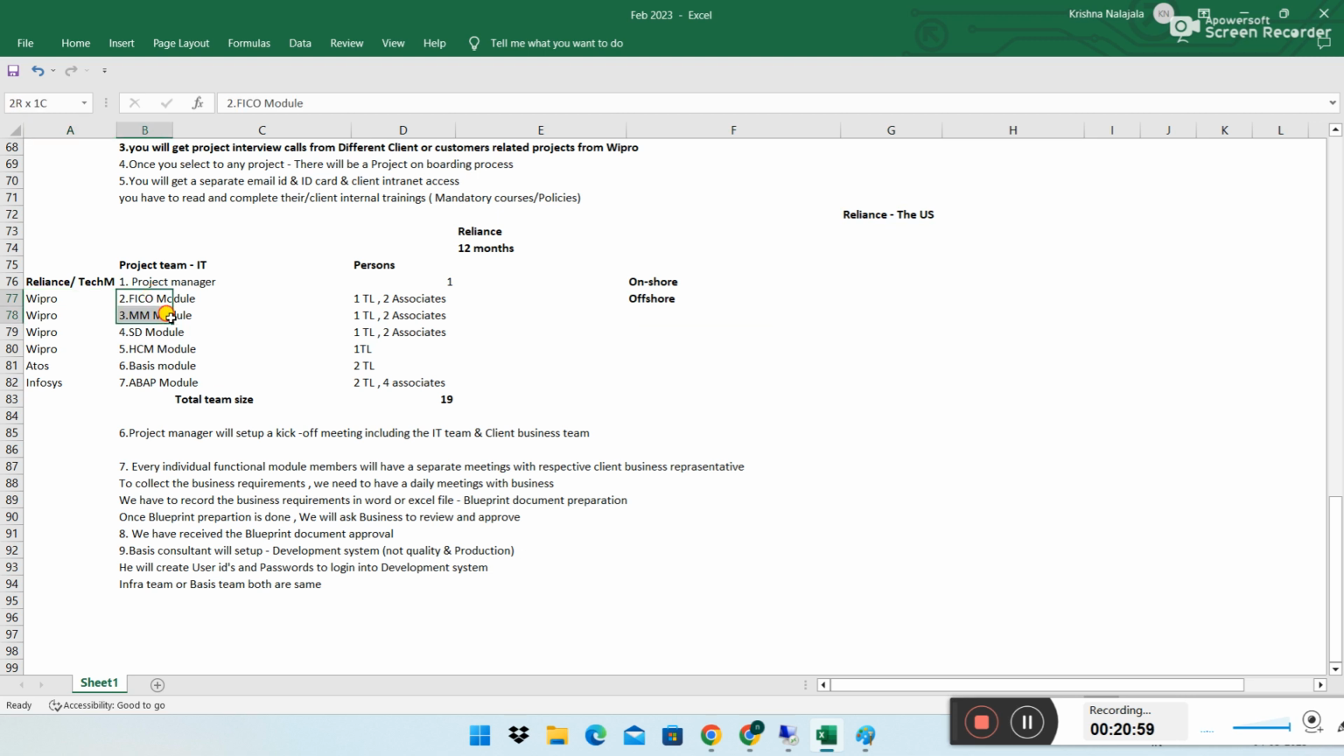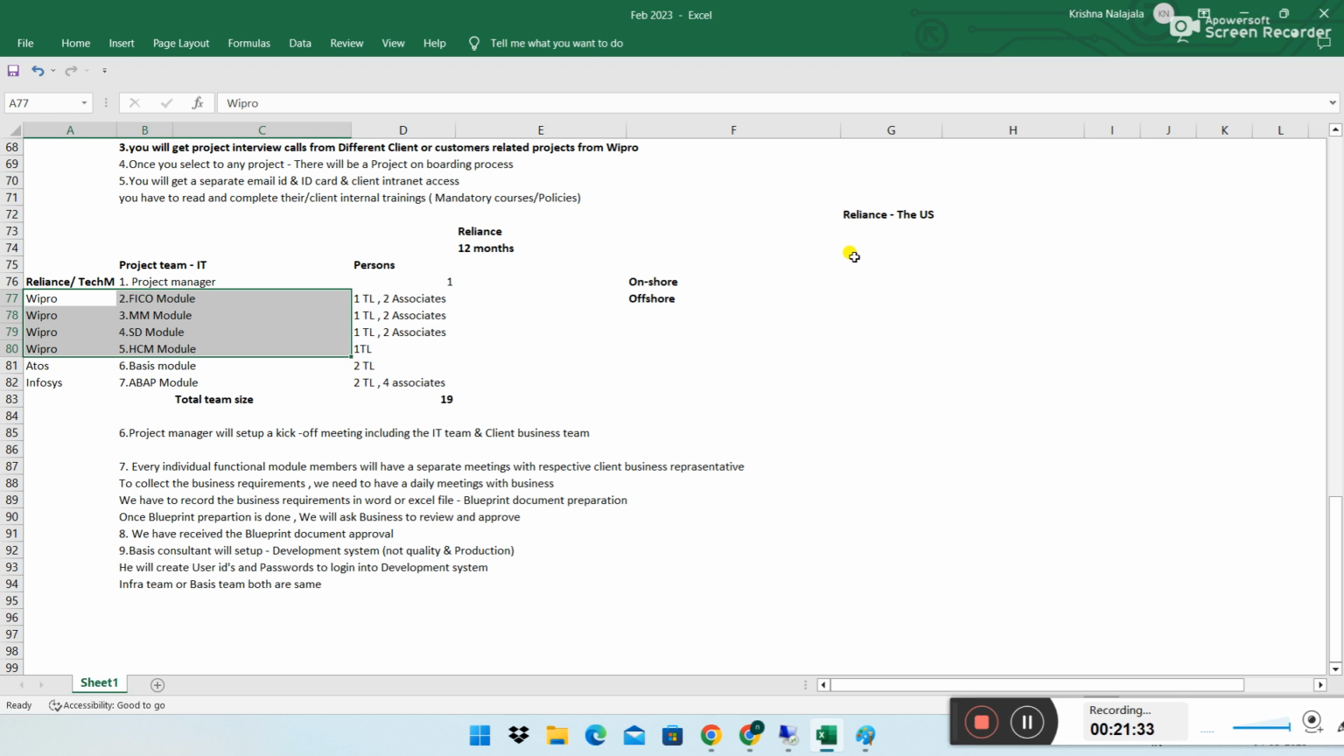Let's say the Reliance implementation contract went to Wipro. Wipro is supporting functional modules. All functional modules contract received from Reliance to Wipro Technologies. For some reason, you attended Wipro Technologies interview. You selected as a FICO consultant. Once you join Wipro Technologies, after completing all the formalities, as we discussed in yesterday's class, you have to clear the project interview, as I said yesterday. And once you clear the project interview, they'll assign you into the Reliance project, right?